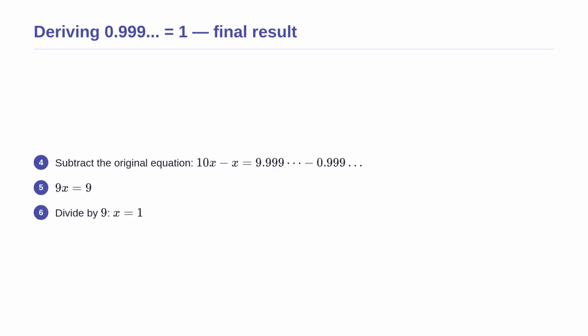Now that we have our two equations set up, we can subtract the original x equation from our new 10x equation. Because the infinite tail of 9s is exactly the same in both numbers, they cancel each other out completely when we perform the subtraction. This leaves us with a clean whole number 9 on the right side and 9x on the left side. By dividing both sides by 9, we find that x equals exactly 1. Since x was originally defined as 0.9 repeating, we have successfully proven our result. The real number line remains perfectly consistent.